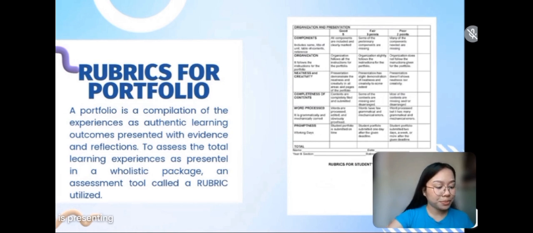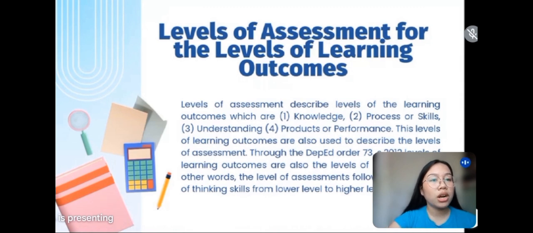So next we have the levels of assessment for the levels of learning outcomes. Levels of assessment describe the levels of learning outcome, which are first, knowledge, second, process or skills, third, understanding, fourth, we have the products or performance. These levels of learning outcome are also used to describe the level of assessment. In other words, the levels of assessment also follow the levels of thinking skills from lower to higher level. So let us define these levels of learning outcome one by one.